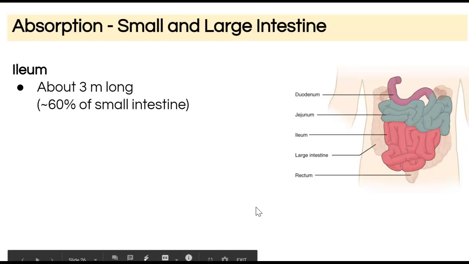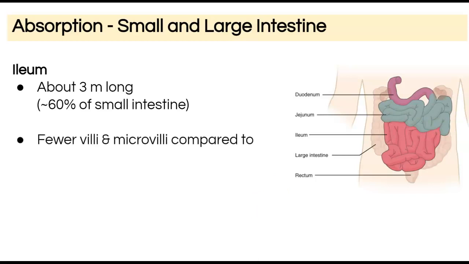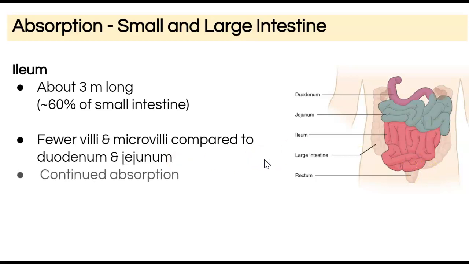Now, you're going to see fewer villi and microvilli in our ileum as compared to the duodenum and the jejunum. And the reason for that, perhaps we've evolved that way. But at this point, we've had our nutrients moving through our system a fair distance, right? And so the need for as great a surface area may not be there at this point. But we're going to still see some continued absorption through the walls of the ileum.